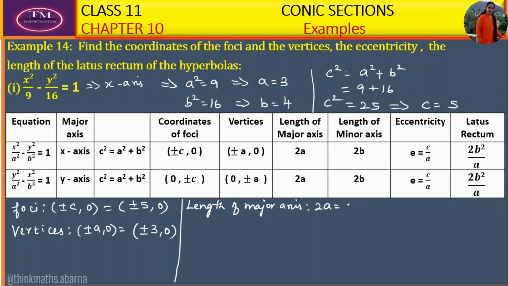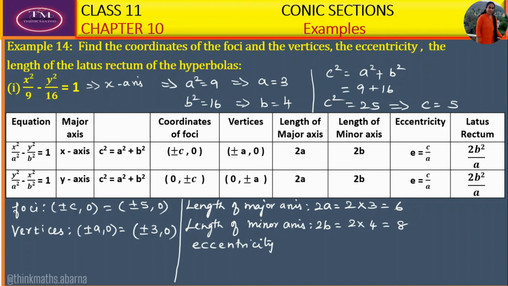2a, which is equal to 2 into a, which is 3, so it is 6. Next, length of minor axis. Minor axis is 2b. 2 into b is 4, so it is 8. Next, we have to find eccentricity. Eccentricity e is equal to c by a.